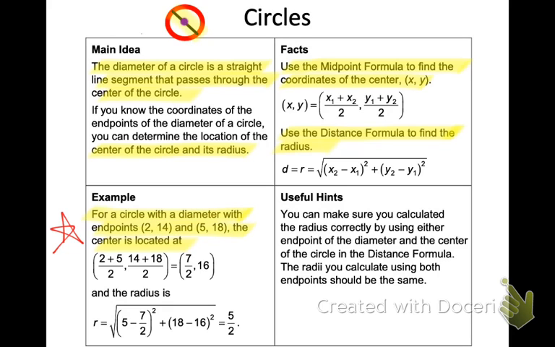All right, so useful hints here. You can make sure you calculate the radius correctly by using the endpoint of the diameter and the center of the circle in the distance formula. The radii you calculate using both endpoints should be the same. All right, take about 30 seconds, turn to a partner, re-emphasize what I just said. All right, so let's move on here.